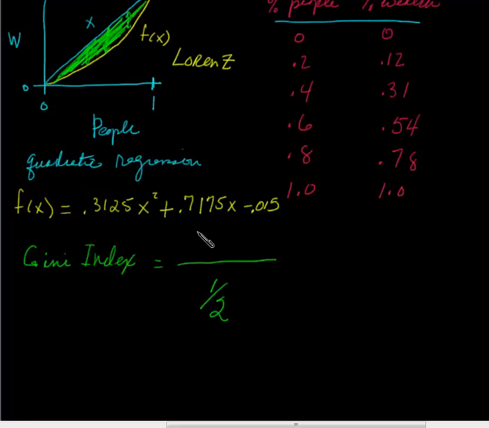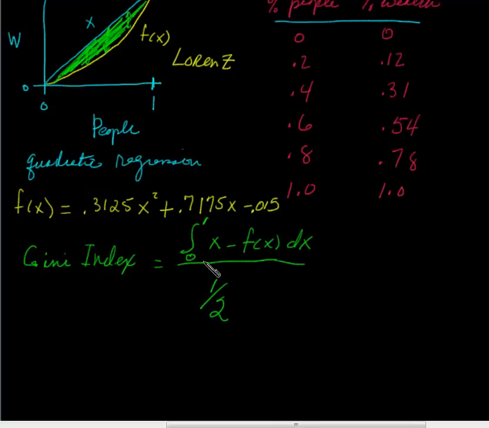Now, can I find that area? Do I know how to find it? Well, actually, yes, I do. It would be the definite integral from 0 to 1 of x minus f of x dx, where x and f of x have identity as depicted in this graph.